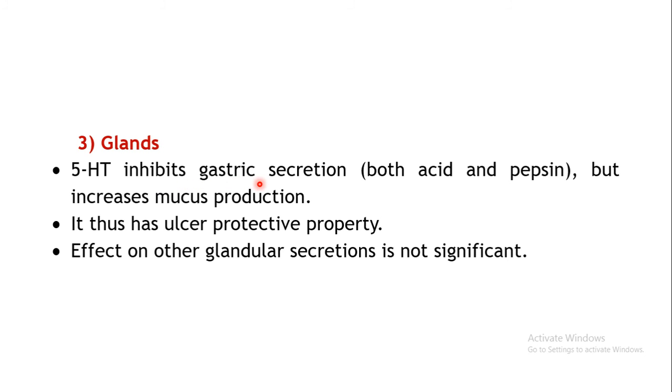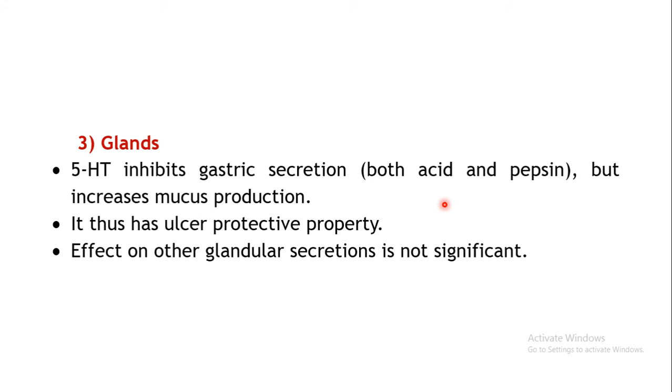5-HT basically inhibits the gastric secretion. That is acid and pepsin, which is generated and secreted in your stomach. The secretion is inhibited by this 5-HT, and simultaneously it is also increasing the mucus production. So you are all aware about the peptic ulcers, right? In that we have seen that the imbalance between the protective and aggressive factors is actually responsible for precipitation of the peptic ulcer.